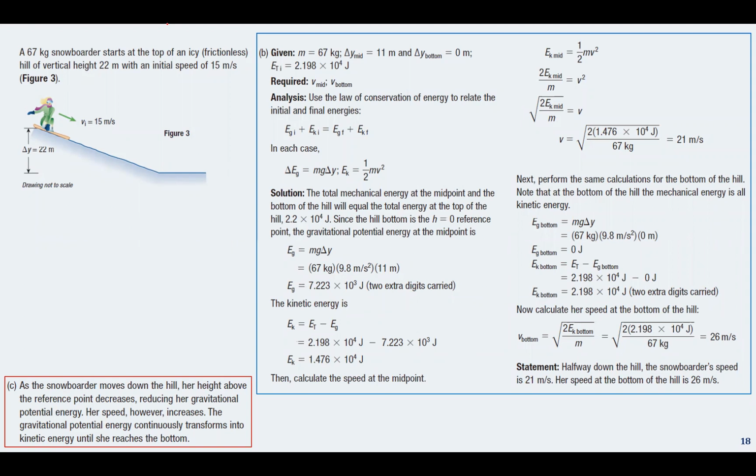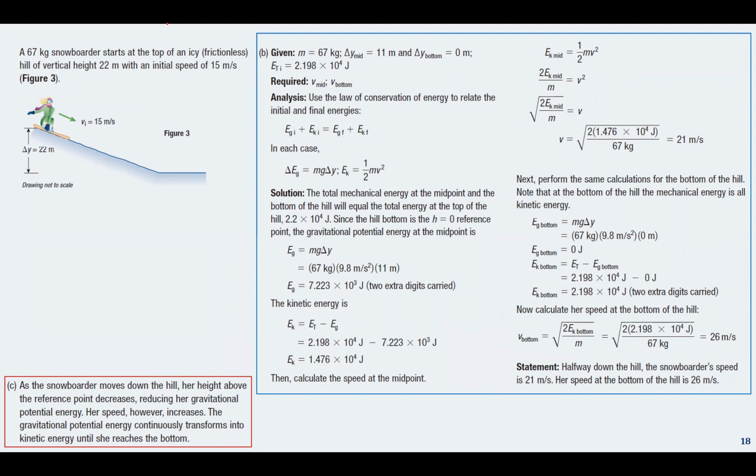Since the hill bottom is the h equals 0 reference point, the gravitational potential energy at the midpoint is Eg equals mg delta y, where delta y equals 11 meters. So Eg is 7.223 times 10 cubed joules. And then the kinetic energy is Ek equals Et minus Eg, which is 1.476 times 10 raised to the power 4 joules.